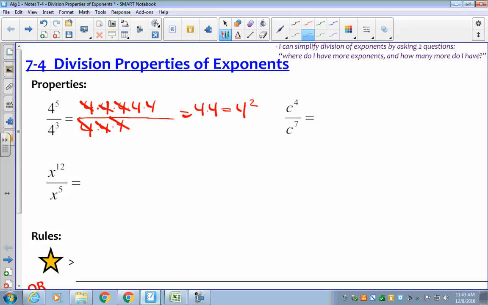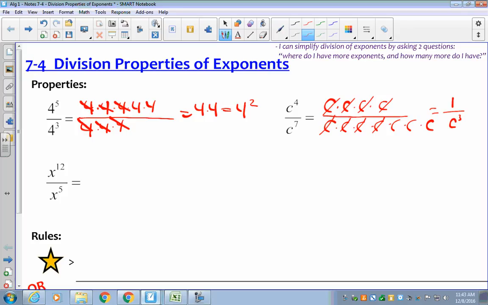We're going to do the same thing with c to the 4th. We're going to put down 4 c's, and then for our denominator, we're going to put down 7 c's. And we're going to cancel 1 for 1 the c's that are on the top and the bottom. And in this case, I am left with 3 c's down below, so that is 1 over c to the 3rd.